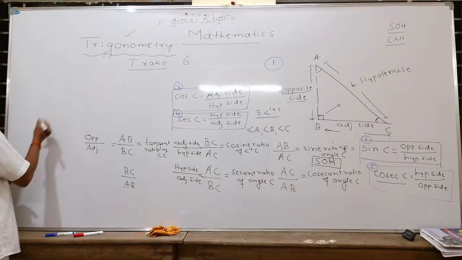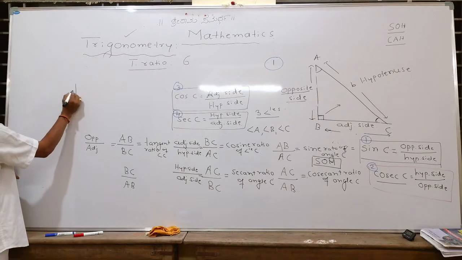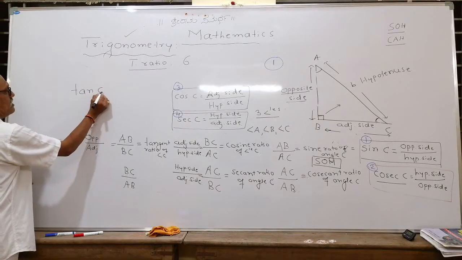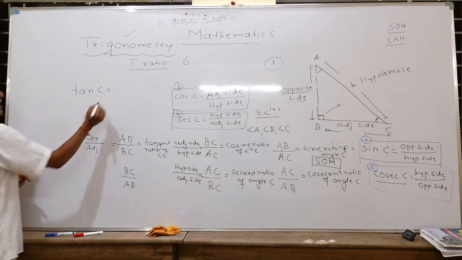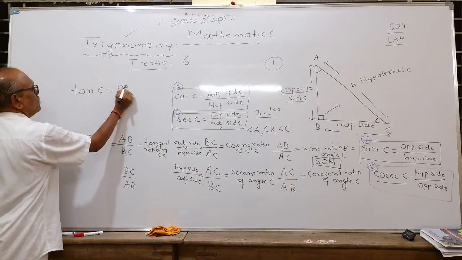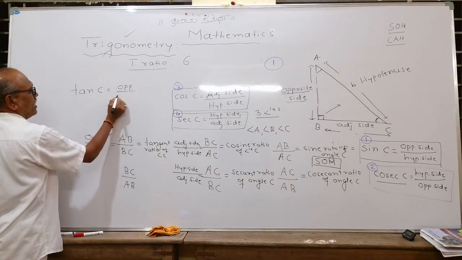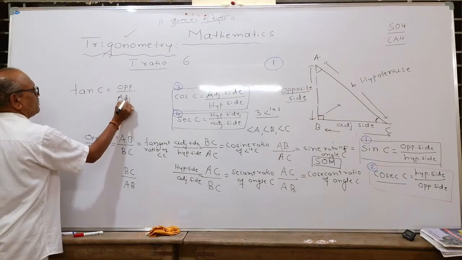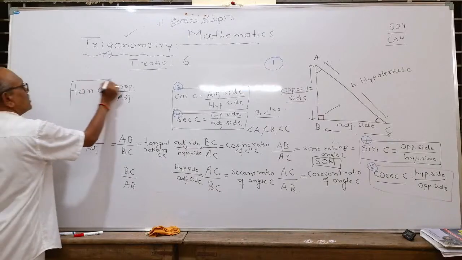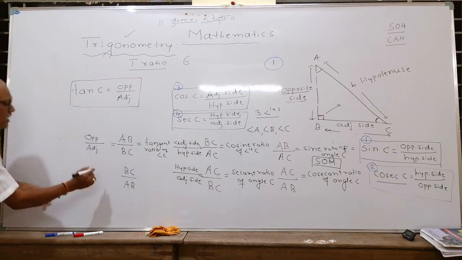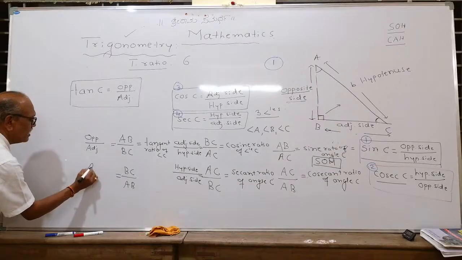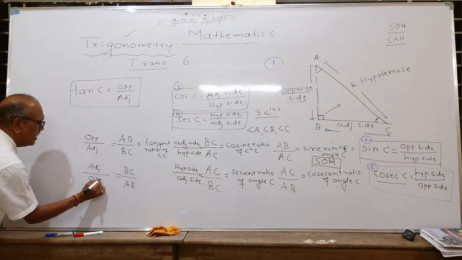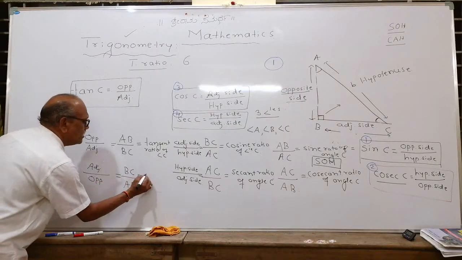We simply write it as tan C. Tan C is defined as opposite divided by adjacent side. And the last ratio will be the reciprocal of it. You can observe BC upon AB, that is adjacent side upon opposite side, is called the cotangent ratio.